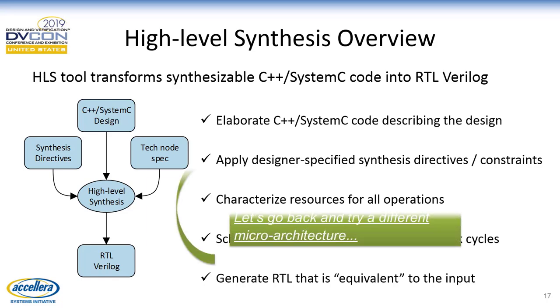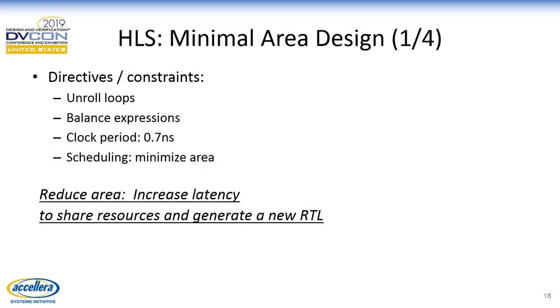However, what's great with HLS is we can try something different. Say, okay, let's try a little variation on this and see what happens. This is really where some of the power comes from. So instead of cycle accurate, I want the smallest design possible. So unroll the loops, balance the expression, minimize the area. The idea here is to increase the latency to reduce the area of the design.